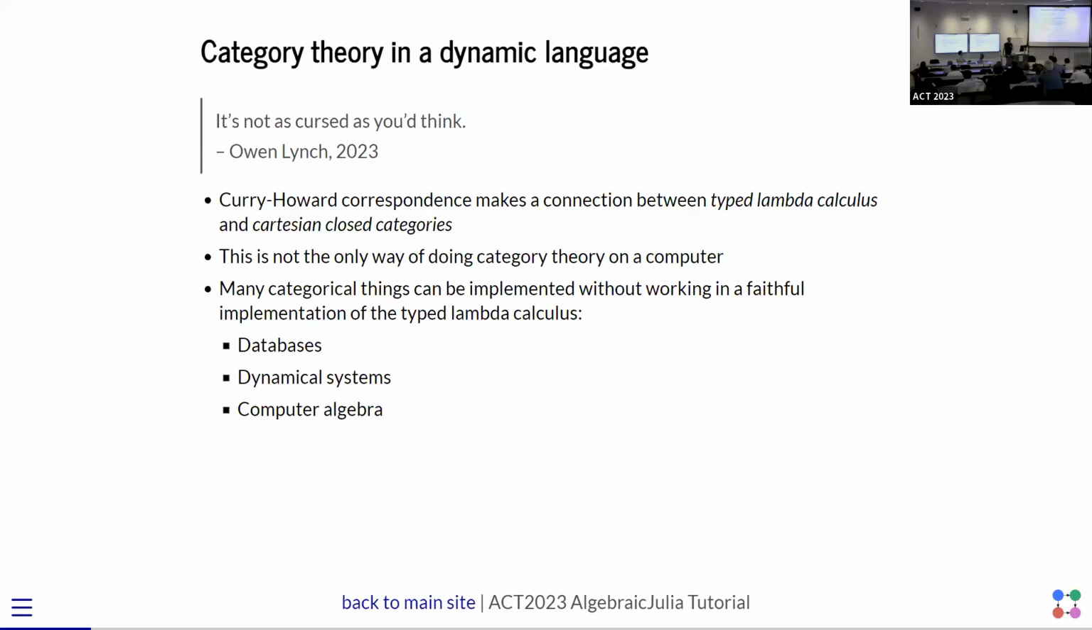So the first part is just about the general vibes of AlgebraicJulia. A question that we get a lot is, why are you doing category theory in Julia? Why are you leaving the nice, happy land of Haskell, OCaml, Agda? There are a lot of reasons for this, but I'm going to start with the less adversarial reasons.